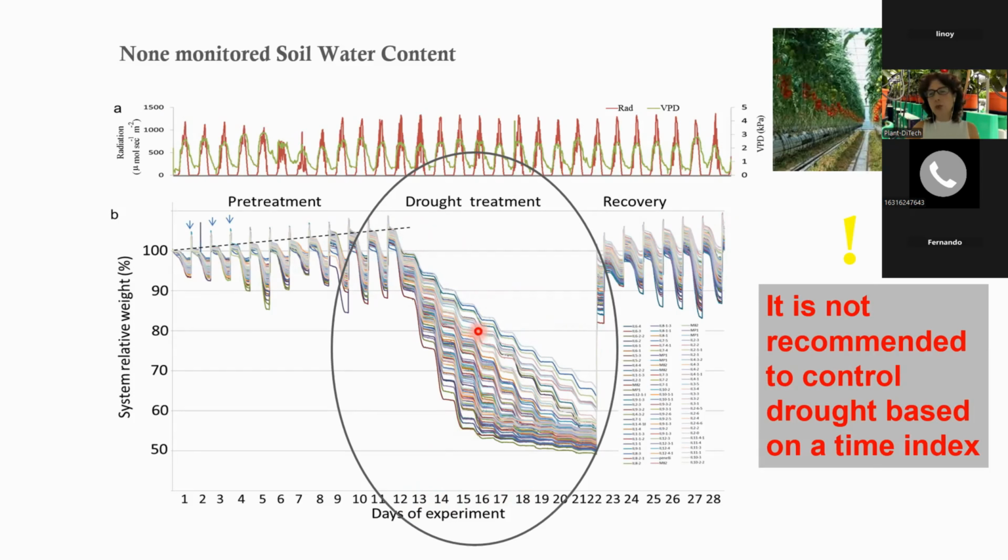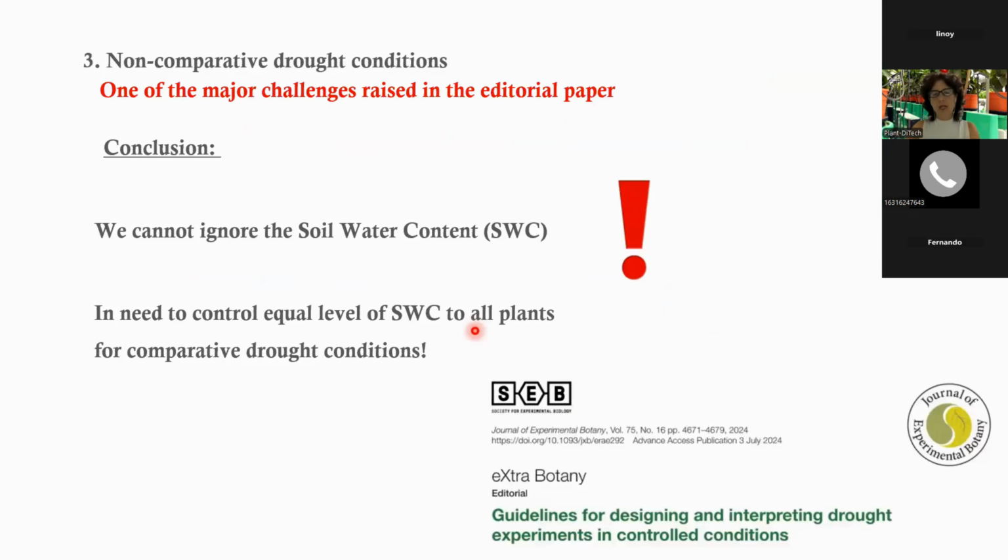And each plant has its own strategy, so we cannot really learn something valuable from it. What we need to do, and this is what the editorial recommends, in order to learn drought tolerance, is make sure that the soil water content is maintained the same for all the plants, all the time, throughout the drought implementation.